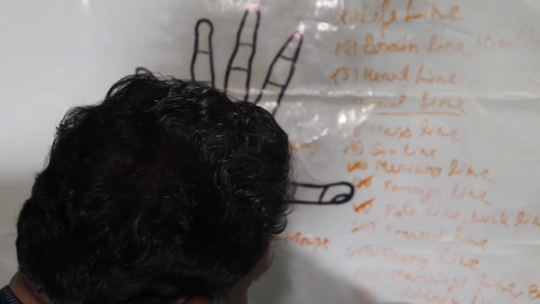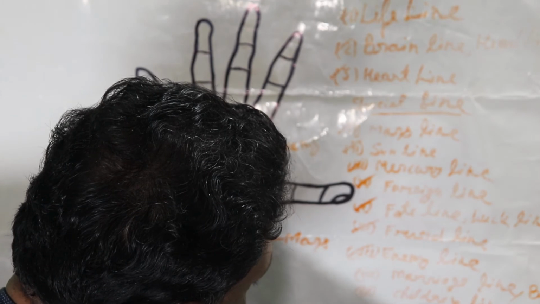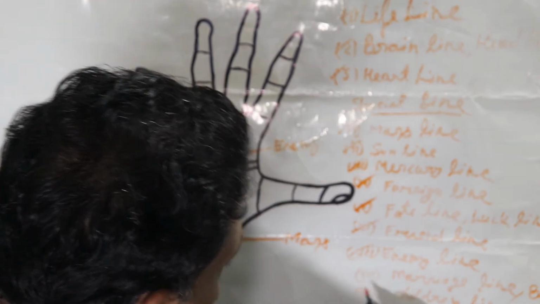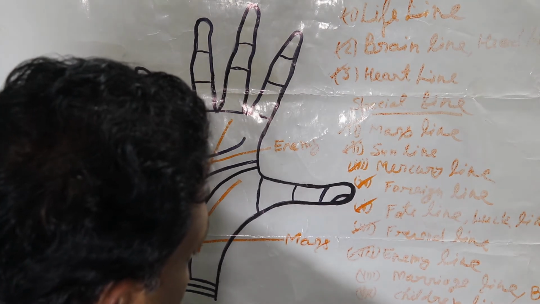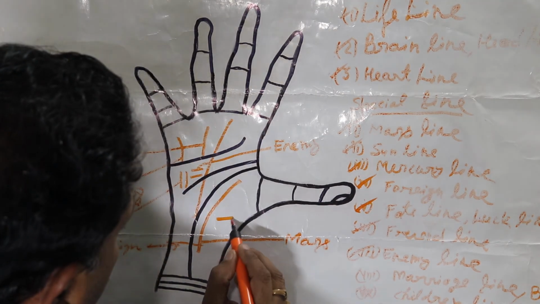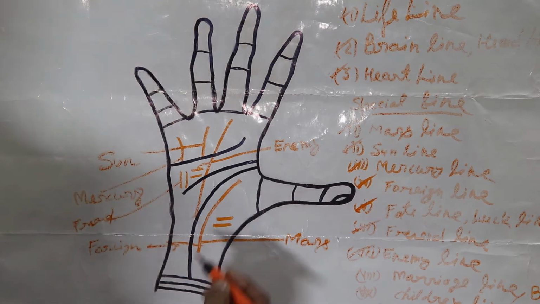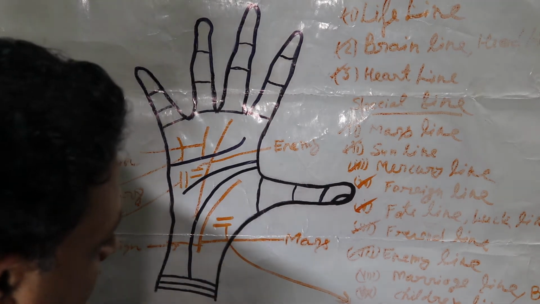And one more line I will tell here, the tension line. Tension line is at the Venus mount. Horizontal lines at Venus mount are described as tension lines.